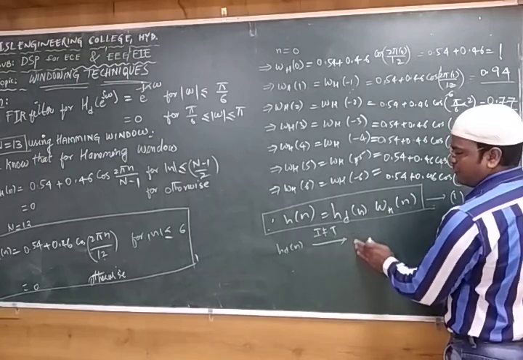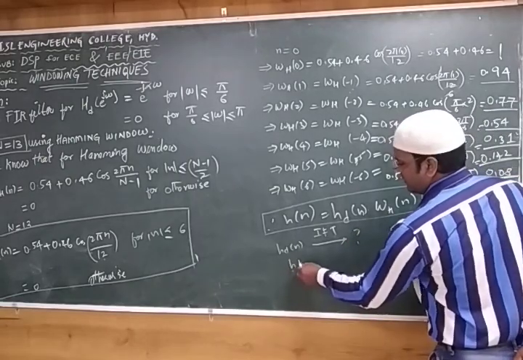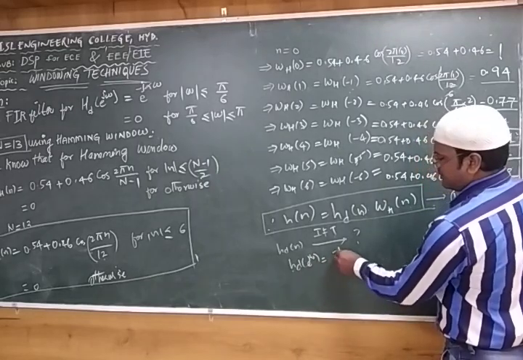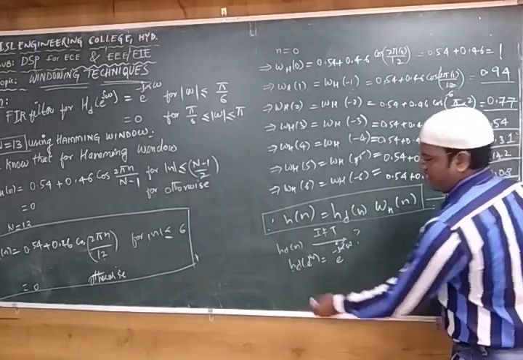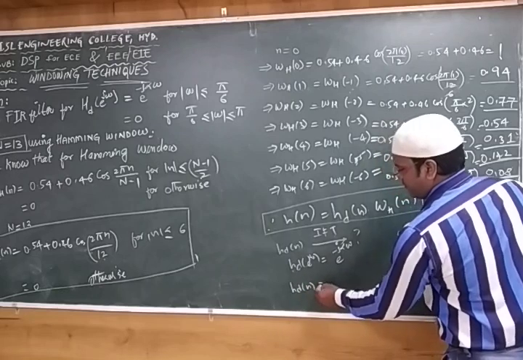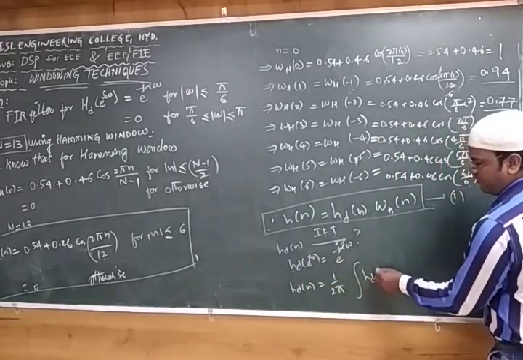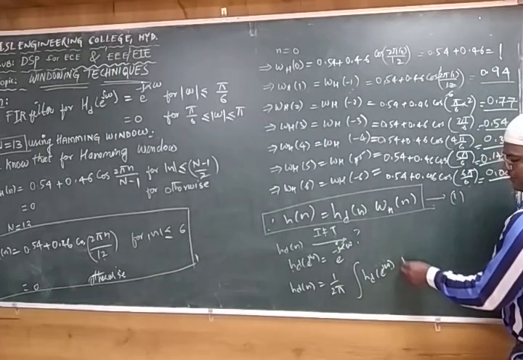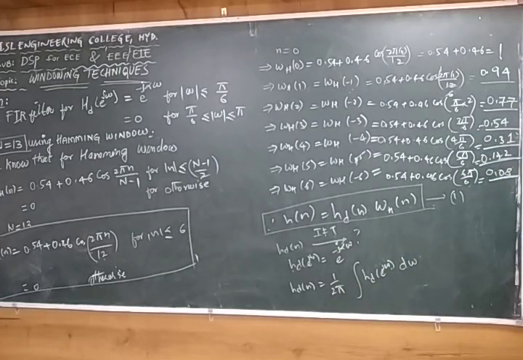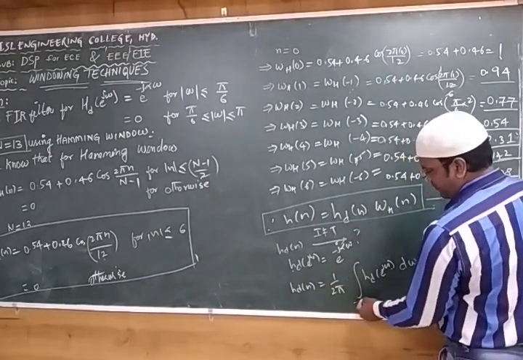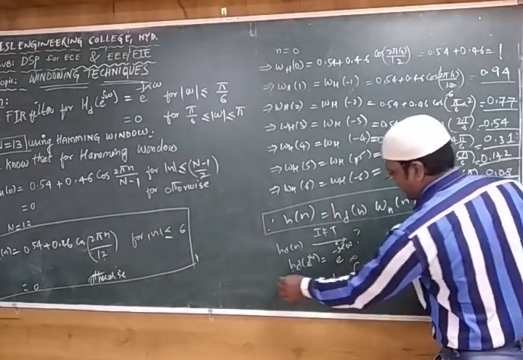To get h d of n, we have the coefficients. What is the coefficient given? H d of e power j omega. What is the value for it? It is e power minus j alpha omega. I want to get h d of n. So, it is 1 by 2 pi integrating this coefficient h d of e power j omega into d omega, with the coefficient of the value. So, what are the lower limits we have? If it is two-sided, it starts from minus infinity to infinity.